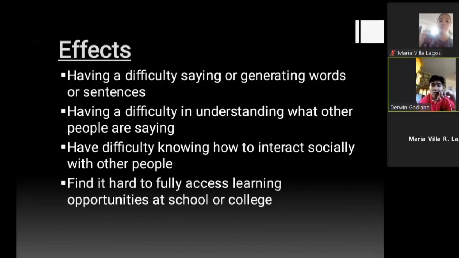So the last effect of communication difficulty is finding it hard to fully access learning opportunities at school or college. It is hard for them to learn, especially in secondary and tertiary education. It is because of reporting, communication to others, and lack of self-trust or confidence, which are the most important things in the class. The higher the education, the more pressure and obstacles they need to overcome.